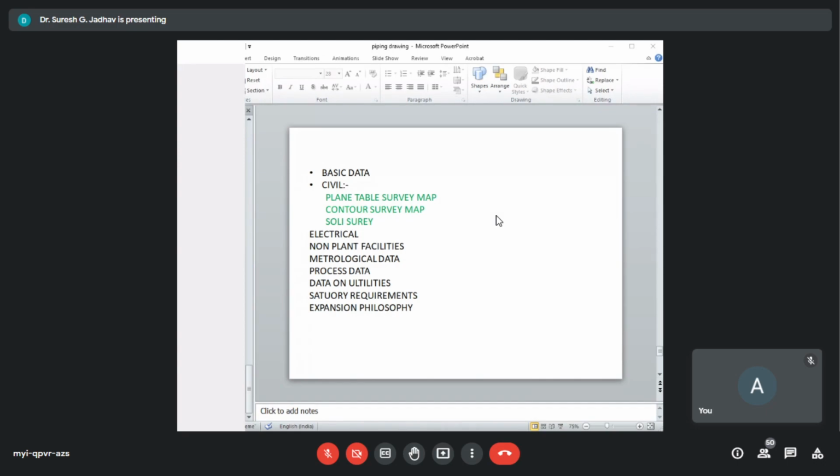The overall operating philosophy of the plant: fully automatic, partially automatic, manual, batch or continuous. The next one is raw material receipt and product dispatch philosophy. Then storage philosophy, the requirement for above-ground and/or underground storage.